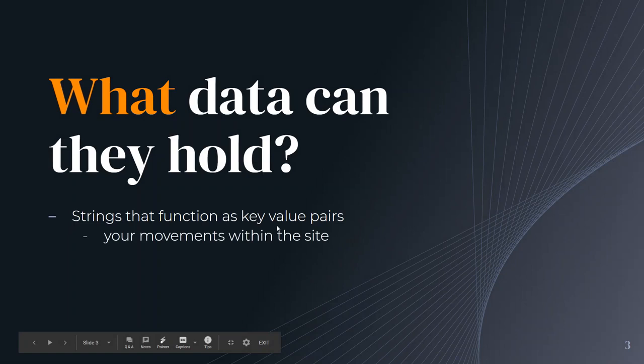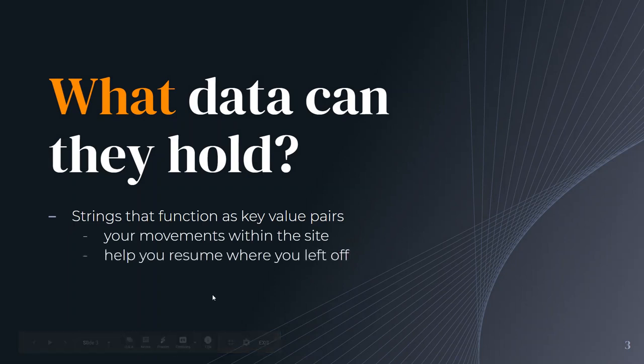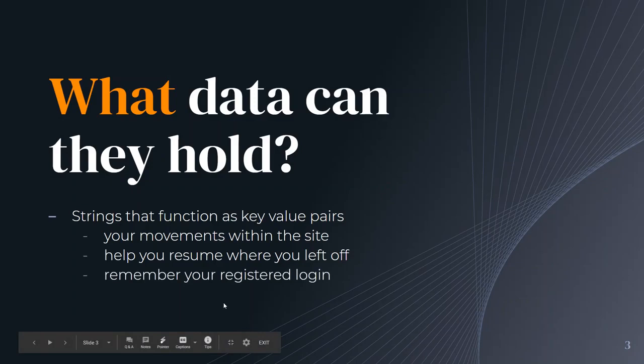Let's see, strings that function as key value pairs. They can track your movements within a site, help you resume where you left off, remember your registered login. If a website allows you to change a theme, cookies can remember that for you. If you think about BYU Idaho, I have to use this Duo mobile thing to sign into BYU Idaho. And if cookies are enabled, then I can stay logged in for 30 days.